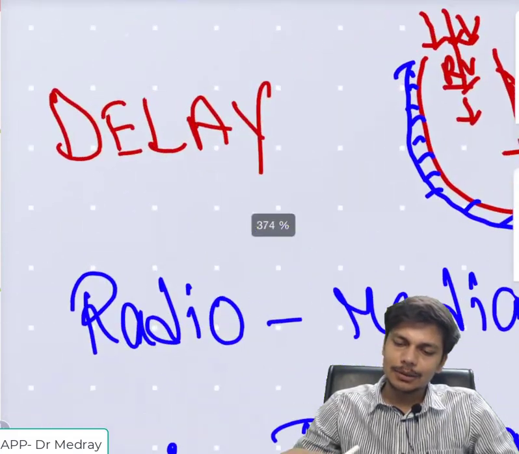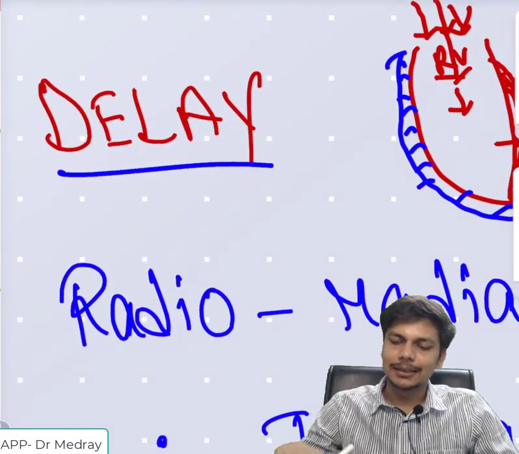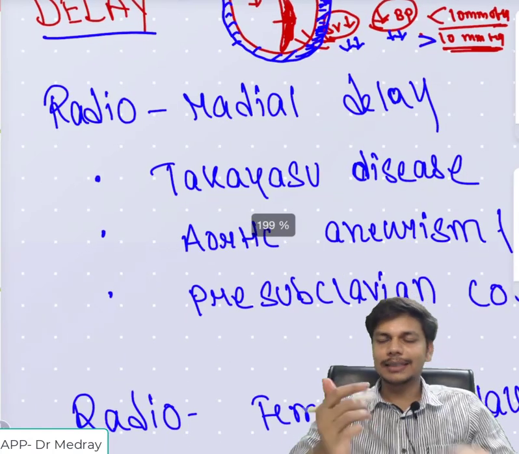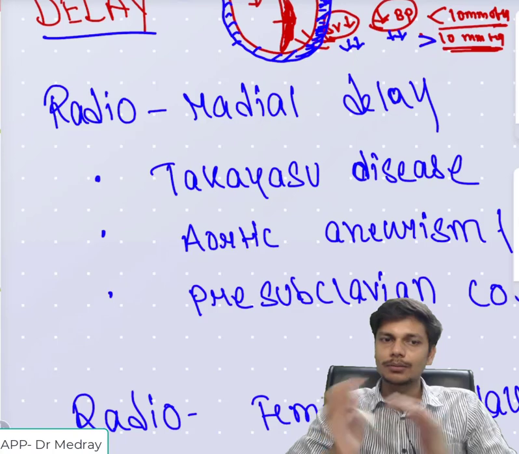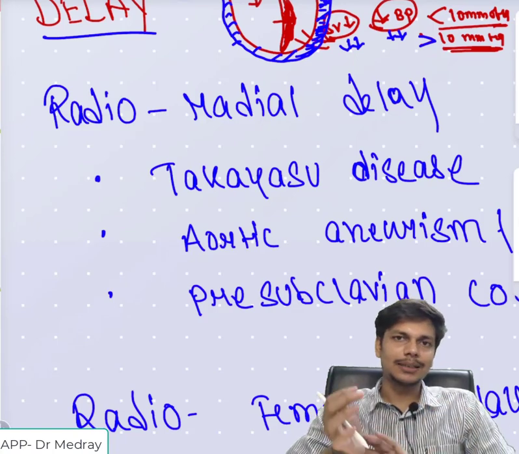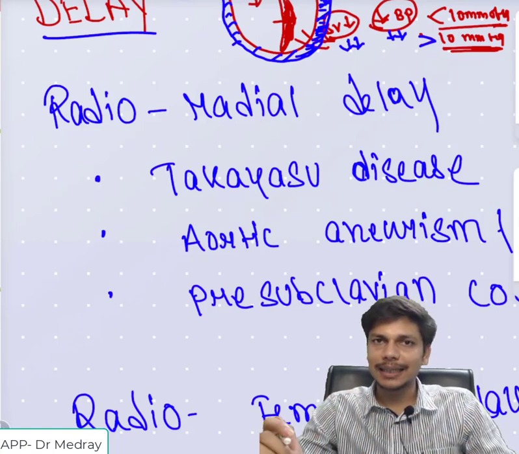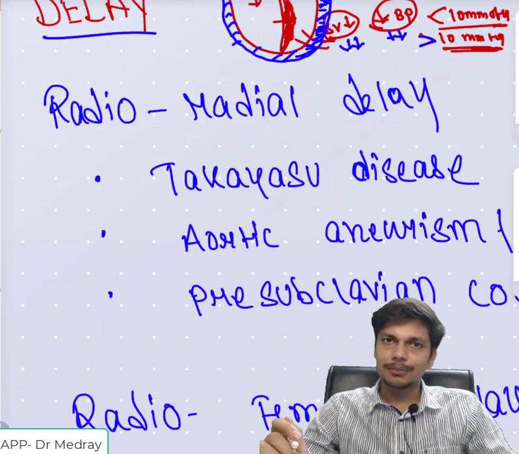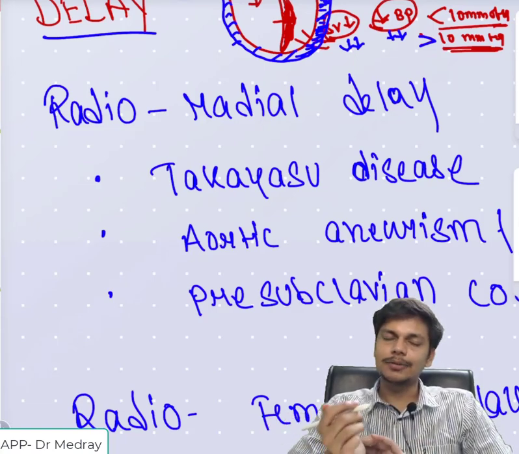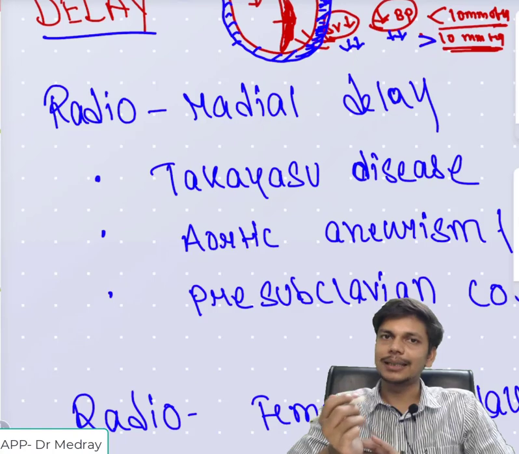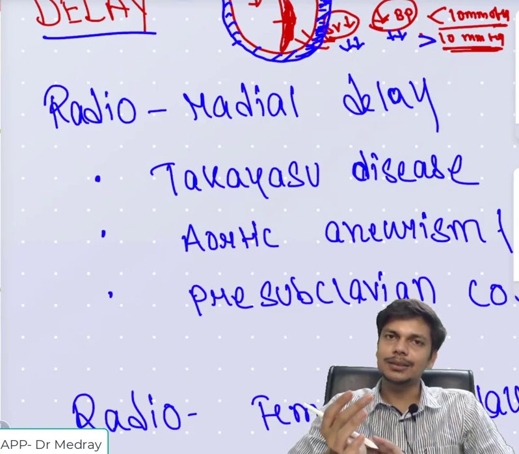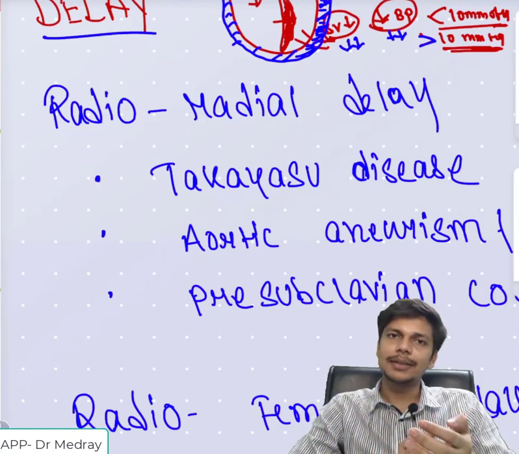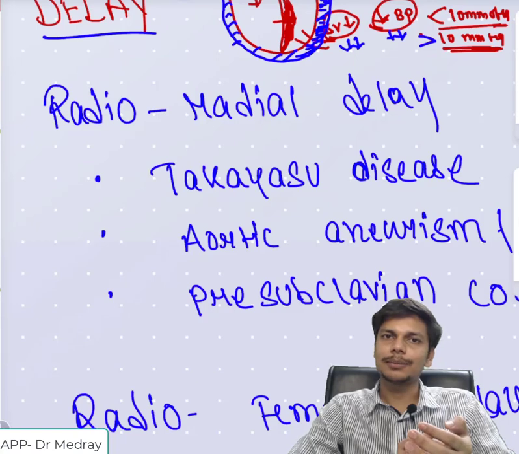So now let us see about the delay. What is the delay? Normally when we check the radial pulse bilaterally and simultaneously, both radial pulses should be felt at the same time. But sometimes you may feel the pulse of the right radial artery, but you may not feel the pulse of the left radial artery, or there will be a delay. So you are feeling this pulse with a normal volume, and you are feeling this pulse with a low volume and also having a delay.